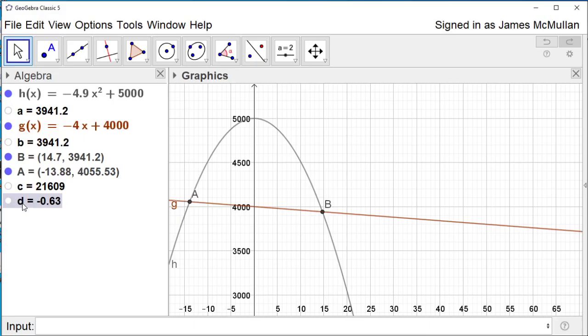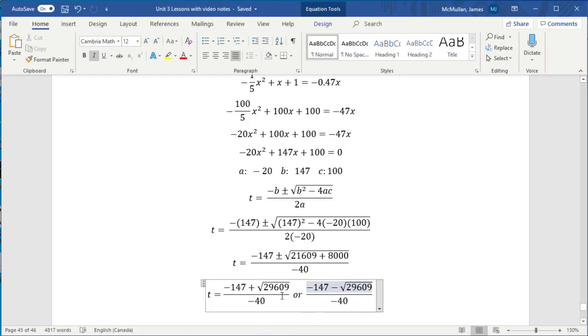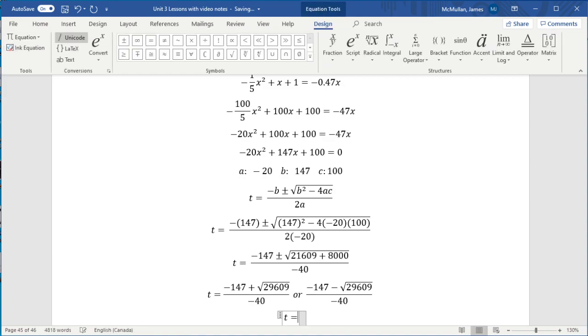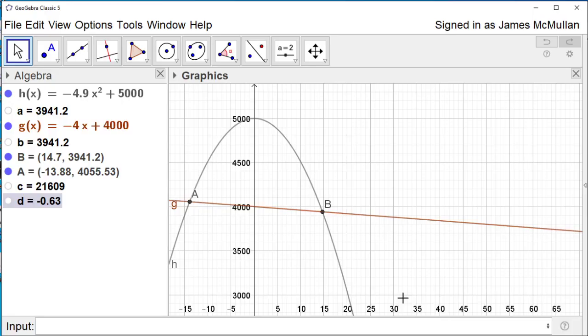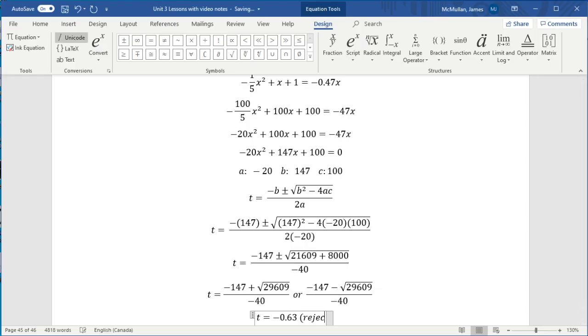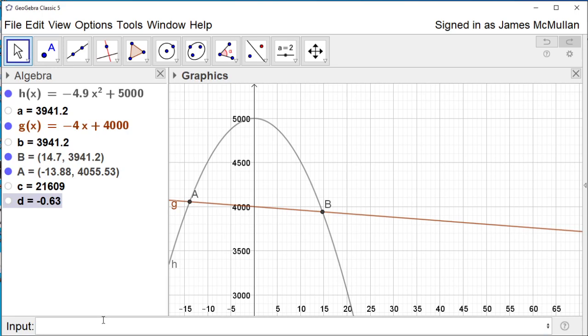So one answer is -0.63, which obviously I'm going to reject. So let's just write this down. T equals -0.63, which we're going to reject as outside the domain. It's before the cannon fired, right? T is 0 is when the cannon fires, so we're not going to keep that one. Then let's do the other one, 147 minus. So same equation. Just copy that, paste it, change this to a minus.